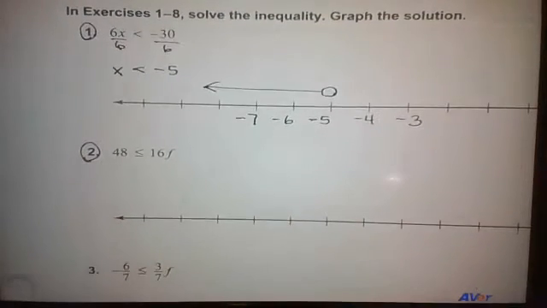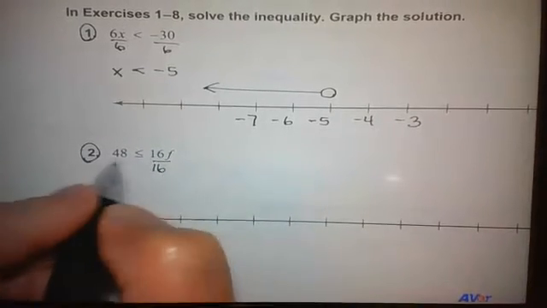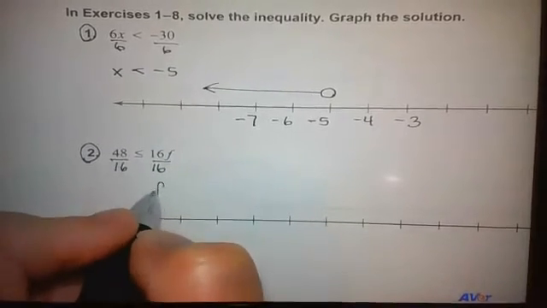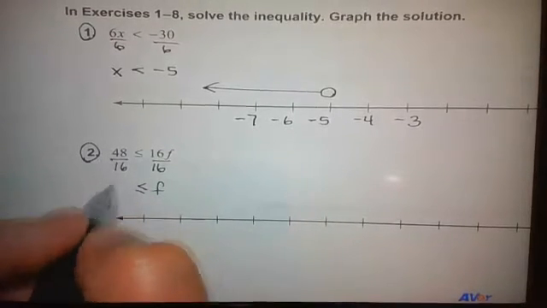Here's another one with the variable on the right. 16 times f. How do I undo multiply? I divide. So I have my f. I have my less than or equal to. I have my 3.